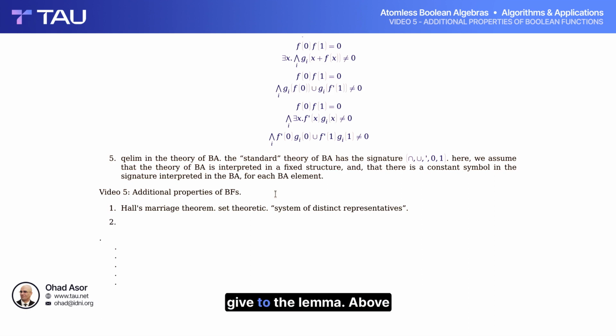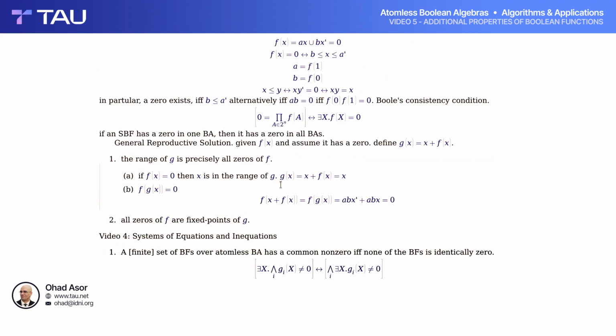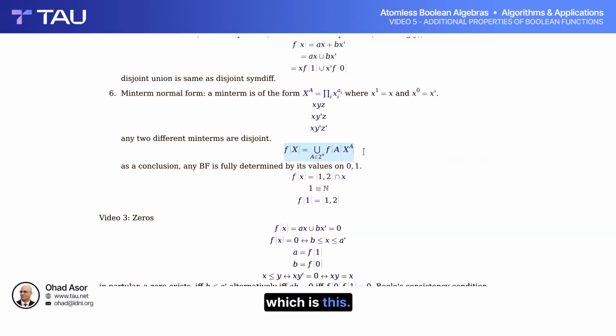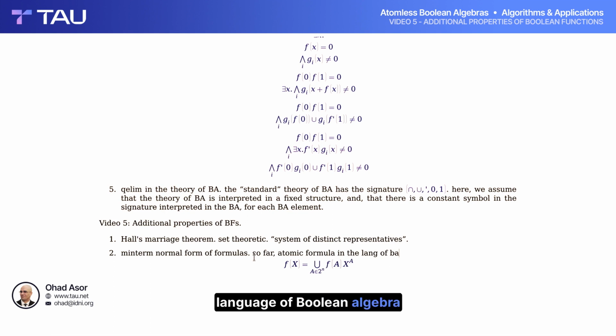Another introduction I need to give to the lemma. Above we spoke about minterm normal form, which is this. This is minterm normal form of Boolean functions. But let me copy this because we will need it later. But there is also minterm normal form of formulas. So far, an atomic formula in the language of Boolean algebra was of the form some Boolean function equals 0.